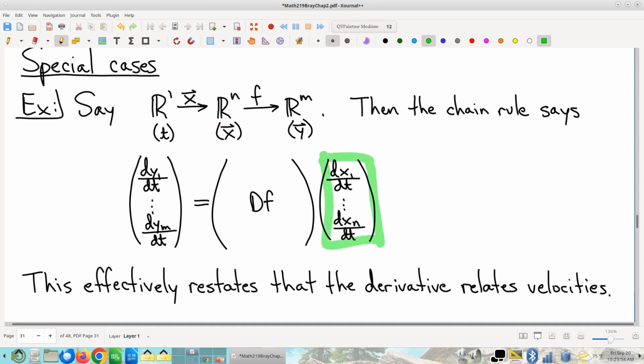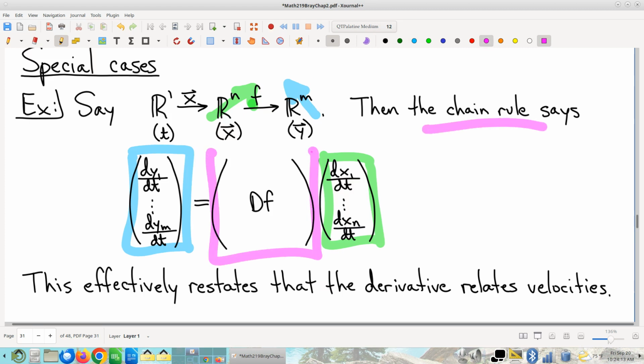This is a velocity vector there. I'm going to use blue this time. This is a velocity vector there. And so we can interpret the chain rule in this case. Keep in mind this is what the chain rule is saying. The chain rule, interpreted in this case, is telling us that the derivative of f is the factor you multiply by input velocity to get output velocity.